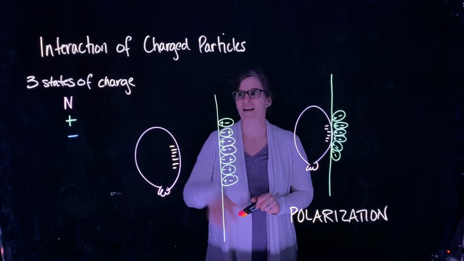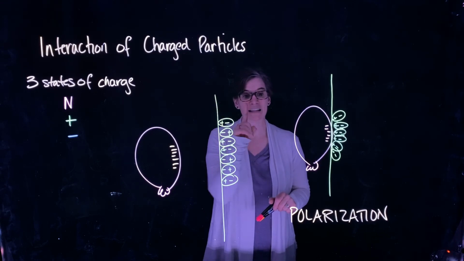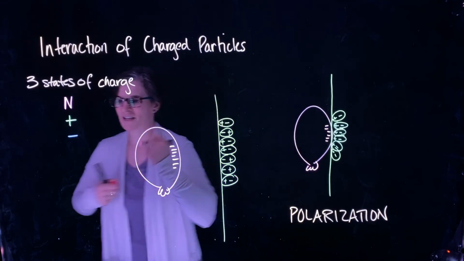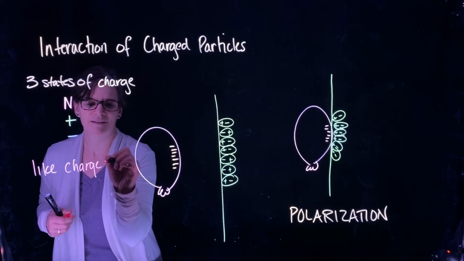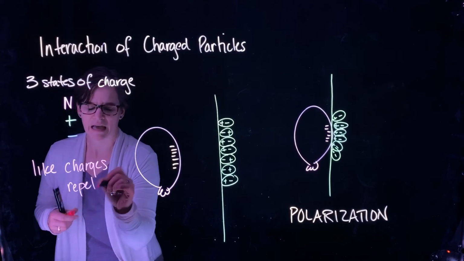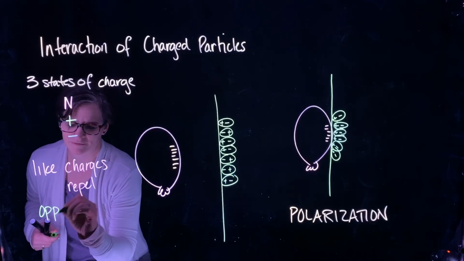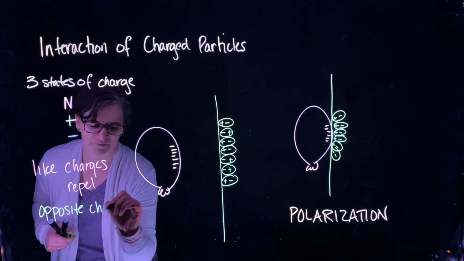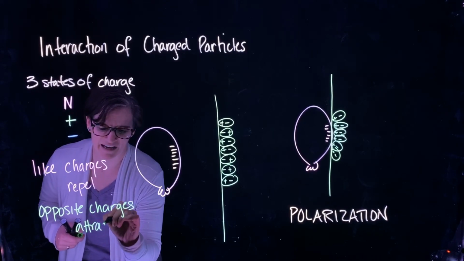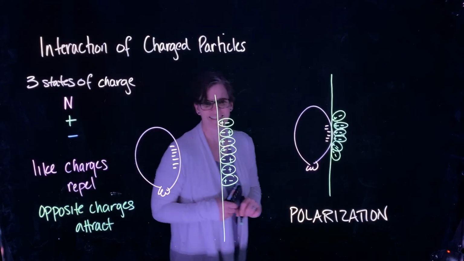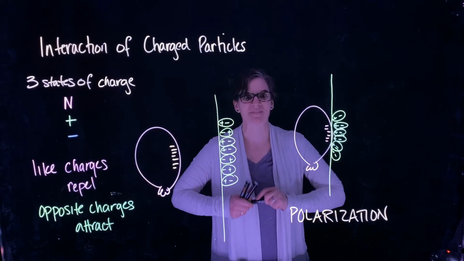All right, so the interaction of charged particles, summary: likes repel. So like charges repel. Opposite charges attract. And neutral charges attract to both positives and negatives through this idea of polarization. All right, good job.